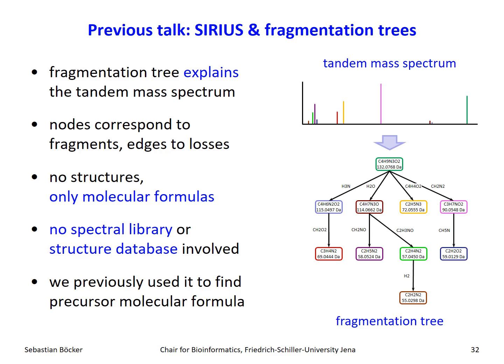Now, what is the new ingredient compared to FingerID? If you have listened to the previous talk, I told you about fragmentation trees. I'm not going to talk you through all the details again. The fragmentation tree somehow explains the tandem mass spectrum and so on. But here the important point is, when you compute a fragmentation tree, there are no structures, no spectral libraries, no structure databases. This is really taking a tandem mass spectrum and transferring it into a fragmentation tree. So far, we have used that only to find the molecular formula of the compound. But can we also use that to derive information about the structure? And indeed, the point is, yes, we can.